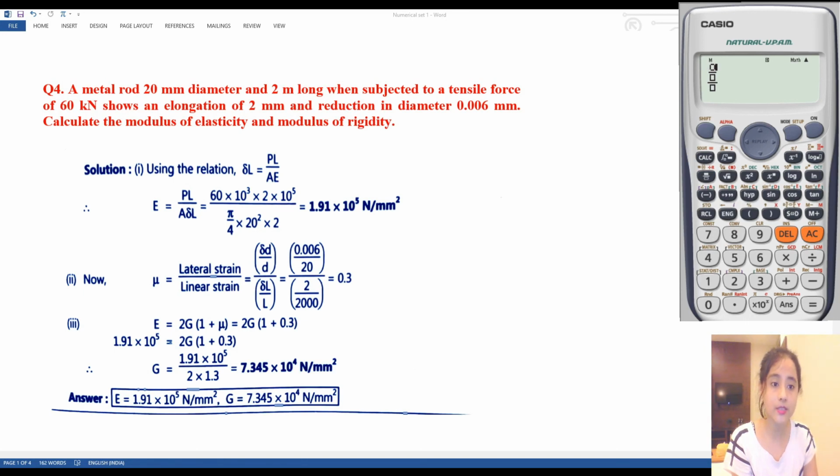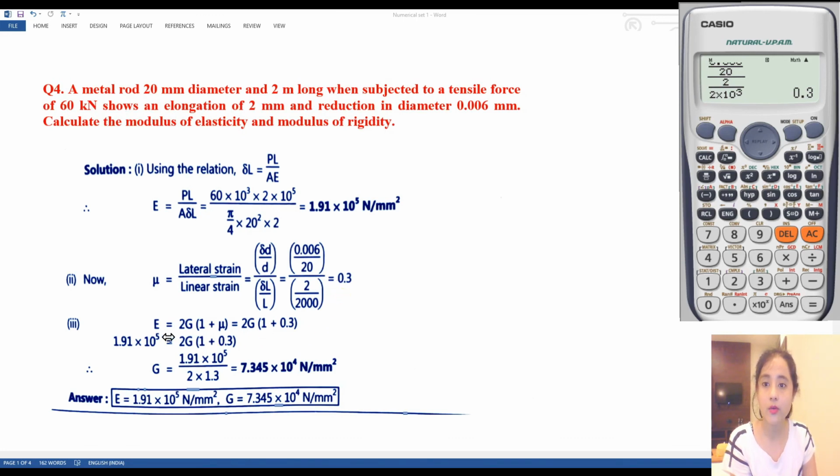Change del D is equal to 0.006 and its original diameter is 20. ये हुआ हमारा lateral strain. अब linear strain is change in its length. Length पे change कितना दिया है? 2 mm और original length 2 meter था. तो मीटर को mm पे convert किया तो 2 into 10 raised to power 3 हो जाएगा. So यहाँ से हमें Poisson's ratio मिल रहा है 0.3. So Poisson's ratio यहाँ पर 0.3 मिला है.